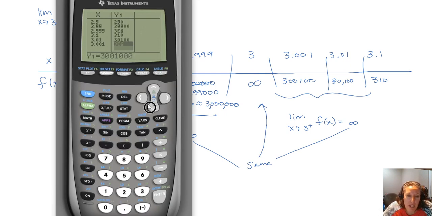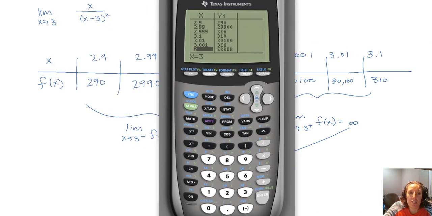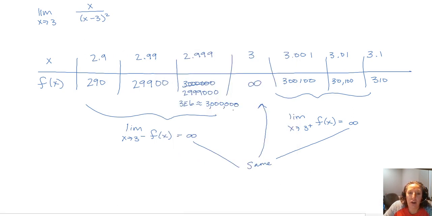If we try to plug in x equal 3 here, we do get an error because our function is not defined actually at 3. But it's approaching the same number on both sides, so that means that the limit as x approaches 3 of f of x is equal to that common value of infinity.